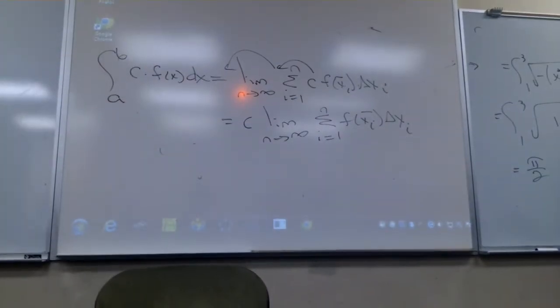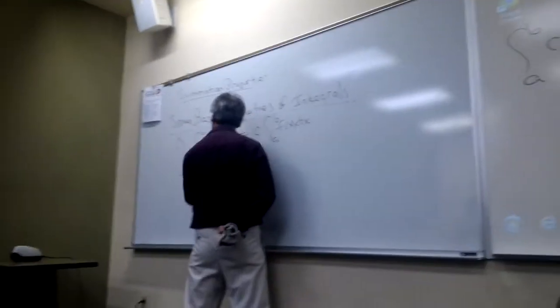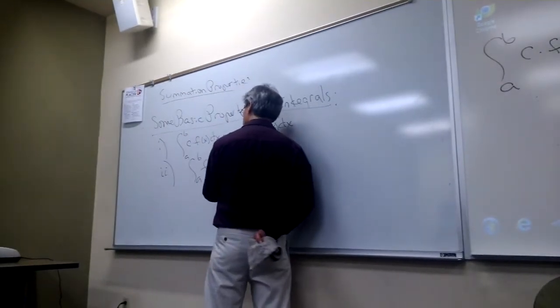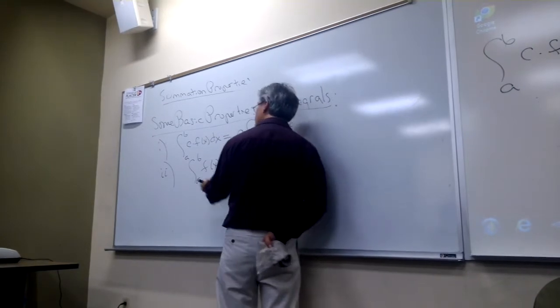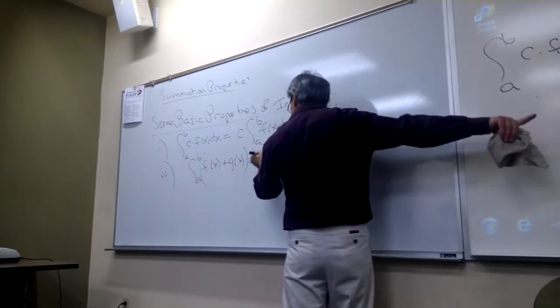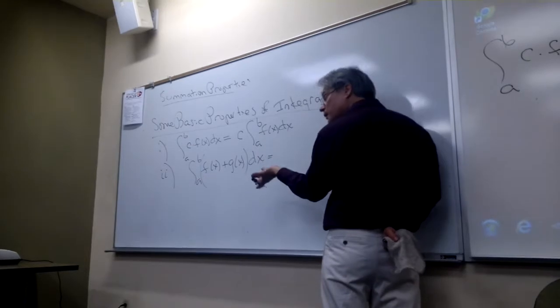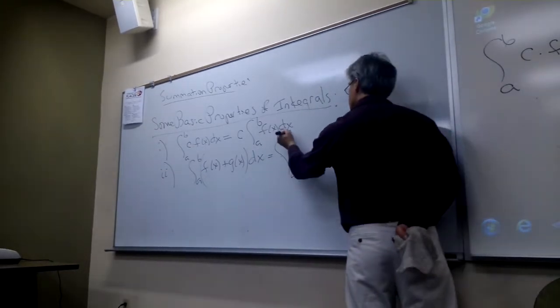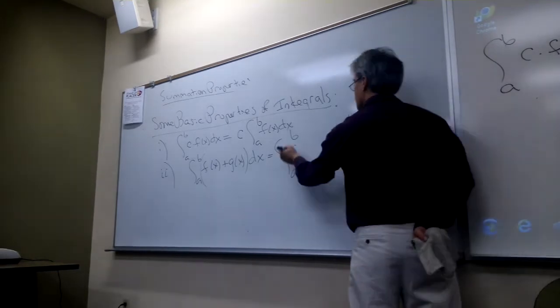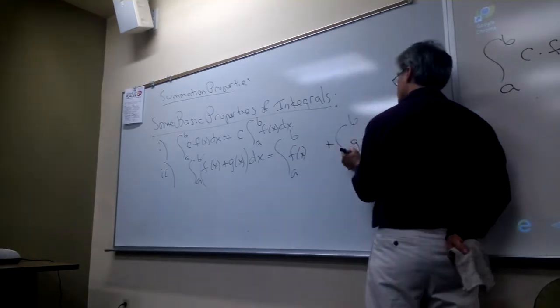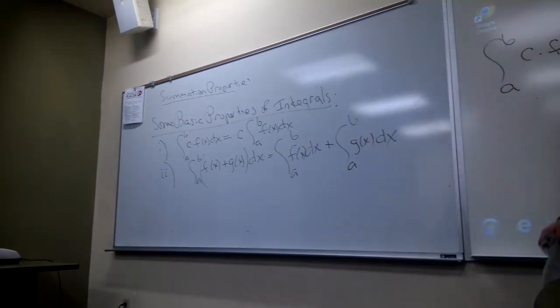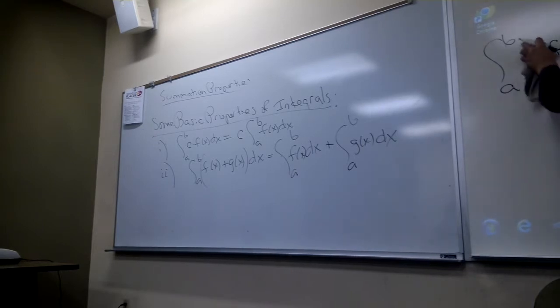Using exactly the same logic, I can make the proclamation that if I were to take a peek at the integral from a to b of the sum of f of x and g of x with respect to x, using the same definition, I can reinterpret this as the sum of two integrals from a to b of my f of x and my g of x, respectively. What happened here?